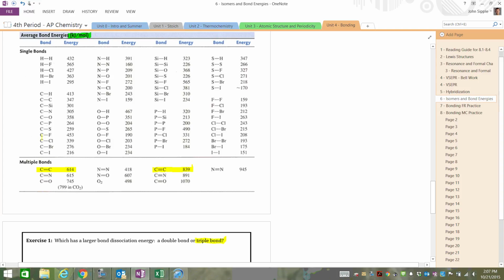Another trend you might want to check out, this is kind of interesting. Notice these guys right here as we move down a group: fluorine, chlorine, bromine, iodine. What changes about those? These are all single bonds to carbon, but as we move down the group, what's changing? What goes up as we move down the group?